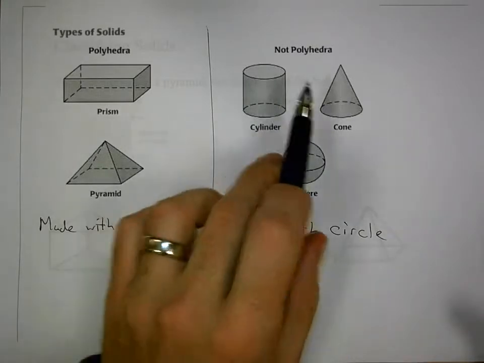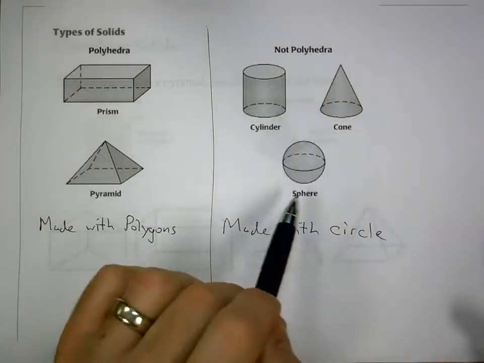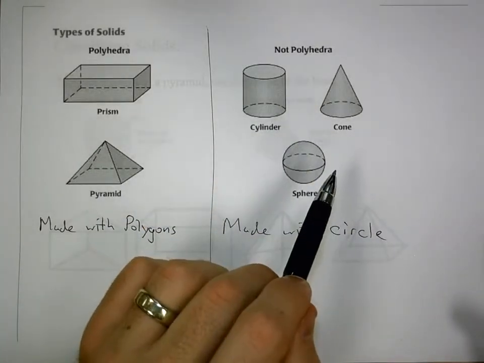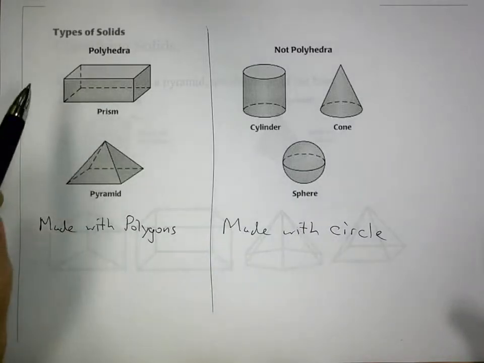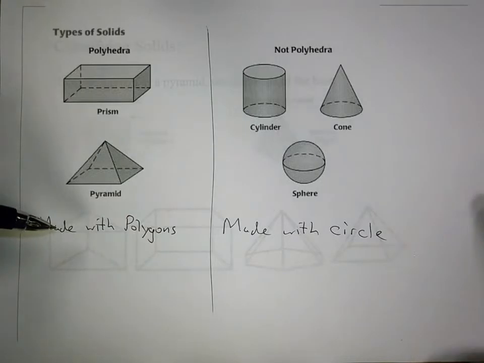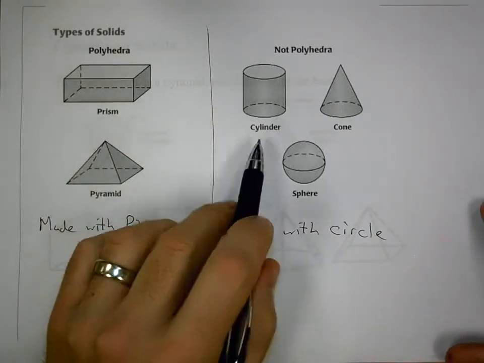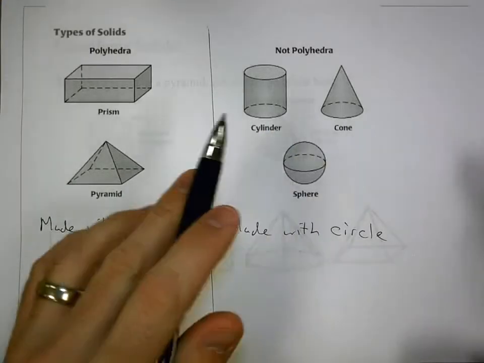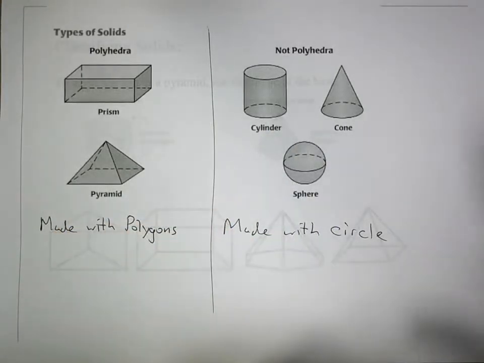Now, we're not going to have faces, edges, and vertices over here for the non-polyhedrons. That's only going to be the polyhedrons, the prism, and the pyramid. And that's something we're going to see a little bit later on as well. Now, for a cylinder, cone, and sphere, particularly the cylinder and the cone, these are kind of the circle version of the polyhedrons.